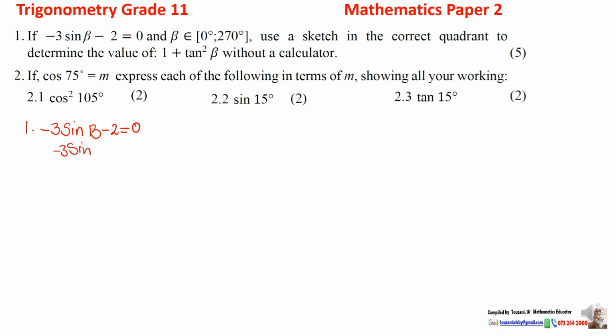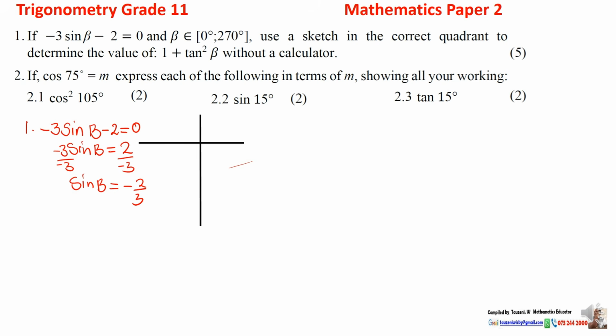So in this equation, we can move the 2 to the right hand side where it will become positive 2. Then after that, divide both sides by negative 3. That will give you the value of sine B is equal to negative 2 divided by 3. Now, I'm going to draw my diagram in the Cartesian plane. So I need to know very well how to draw the diagram.